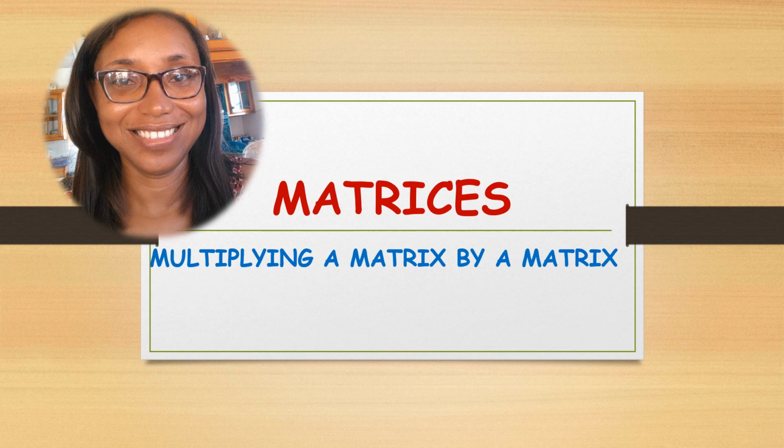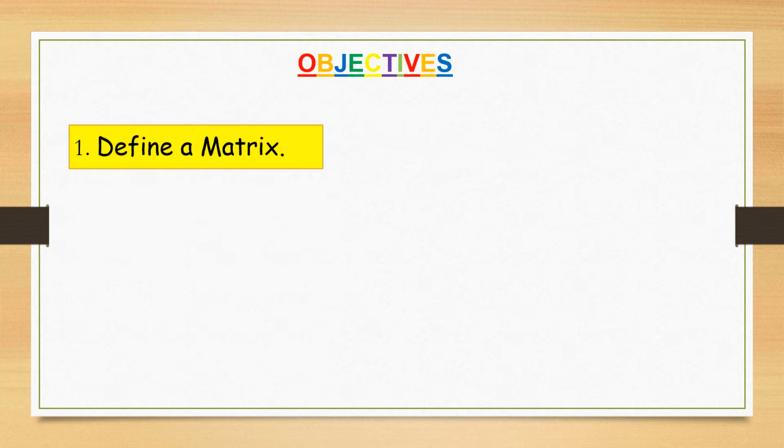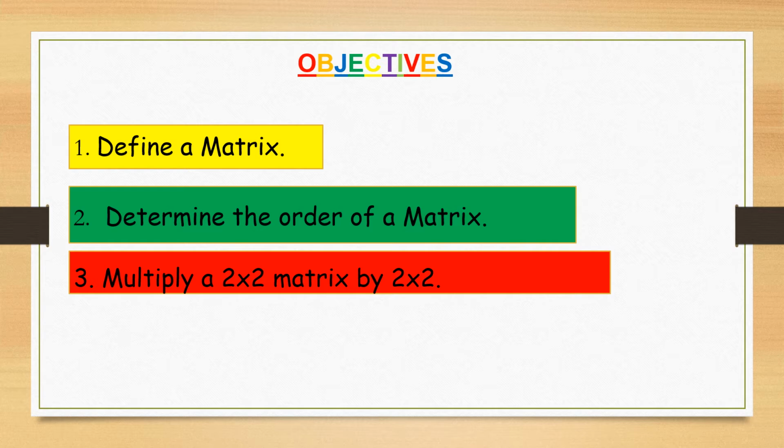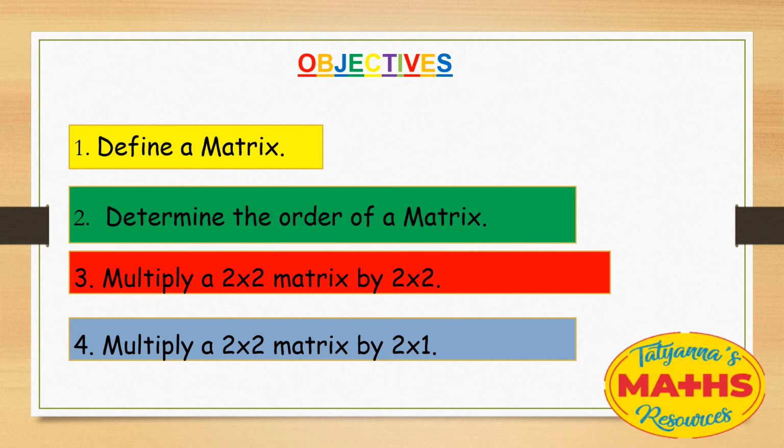We're going to be looking at matrices, multiplying a matrix by another matrix. Our objectives are, we're first going to define a matrix, determine the order of a matrix, multiply a 2 by 2 by another 2 by 2, then multiply a 2 by 2 by a 2 by 1.